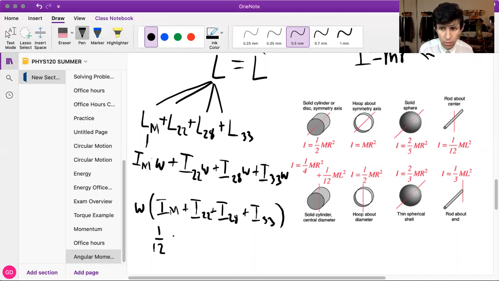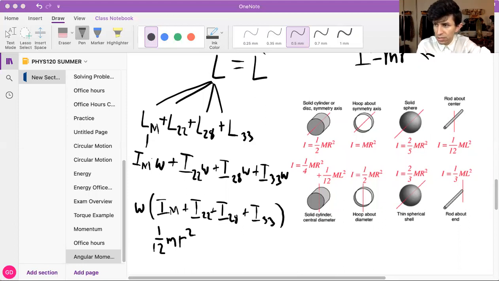I think it's over mr squared. Let me just double check that because I don't have them memorized. Disk inertia. You can always just type that out, like, hey, what's the moment of inertia for a disk? And you can always go to images and just see whatever equations people put up.